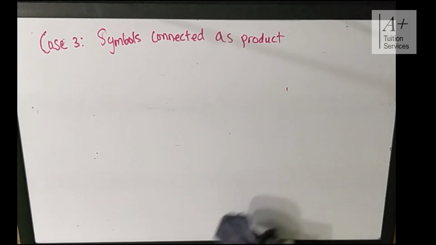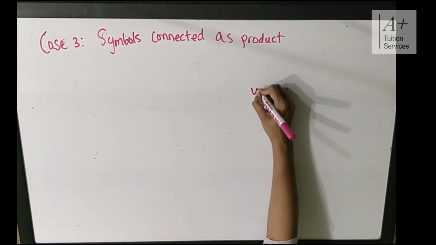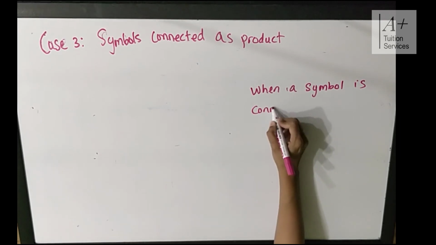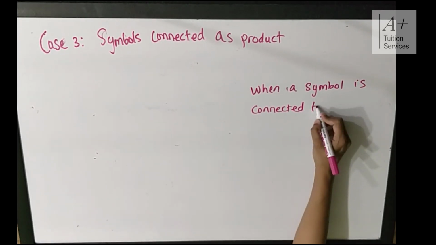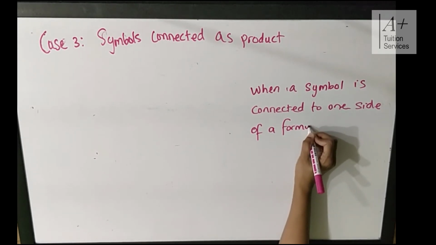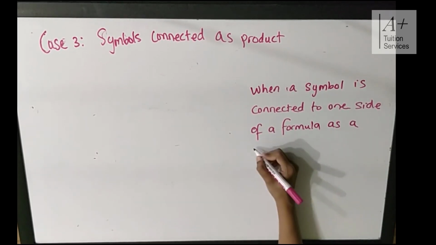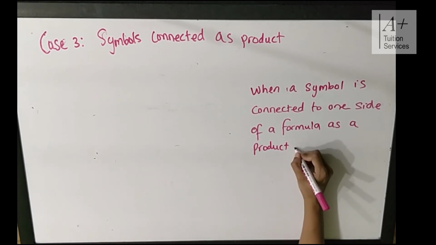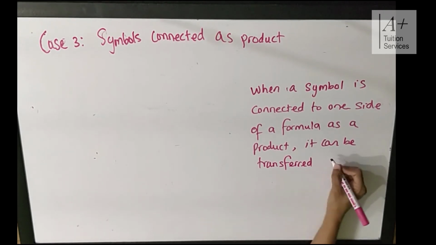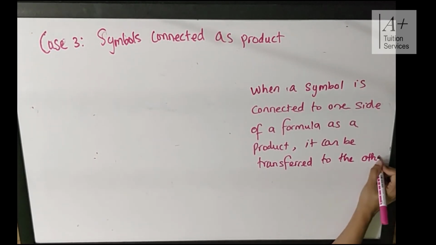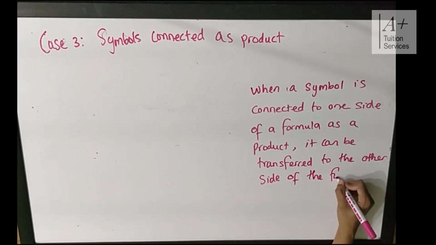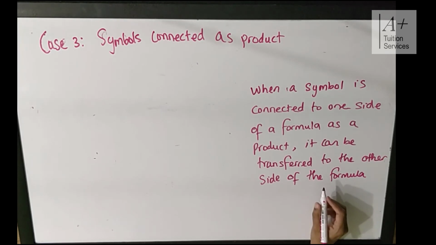So there's a general rule: when a symbol is connected to one side of a formula as a product, it can be transferred to the other side of the formula by dividing it.